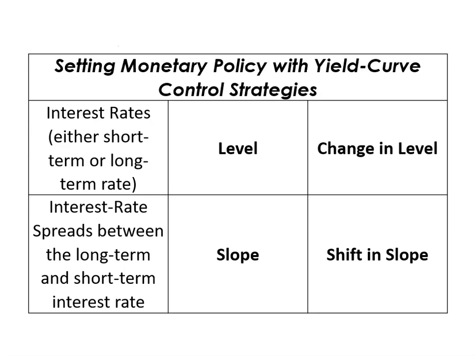This chart shows the 4 options for yield curve control. Notice the 4 options. 2 operate on just the level of the long-term or short-term rates. The other set operates on the shape of the yield curve.